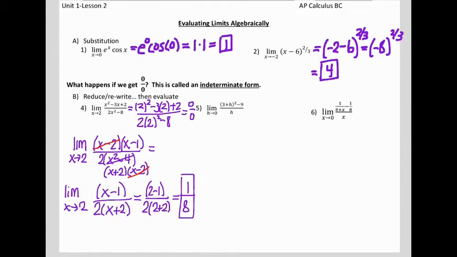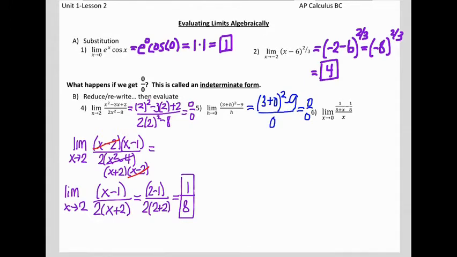Let's take a look at number 5. The limit as h approaches 0, (3 plus h) squared minus 9 over h. I'm hoping that this is sparking a little memory of, oh, I remember this limit, it's something special, but we'll get to that in a couple of lessons. If you're thinking derivative, good for you. Otherwise, right now, we're going to evaluate this as a limit. Let's plug in 0 for h and see what happens. Uh-oh, plugging in 0, I wind up with 0 over 0, an indeterminate form.